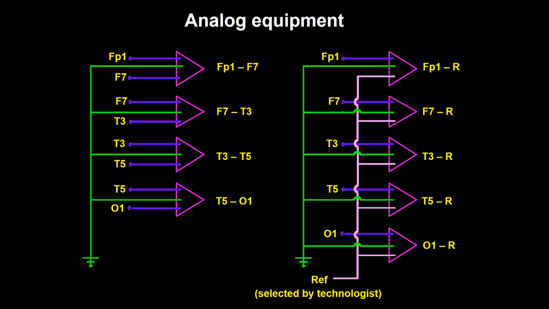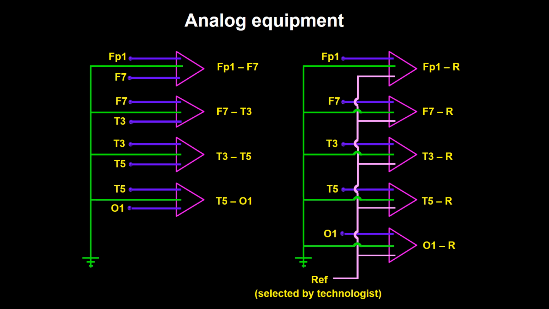I will talk more about this in the future when we talk about amplifiers, but for now I think this explanation will suffice to understand the reason for using a reference electrode during digital recording. I'd like for you, before starting to talk about digital EEG, to take a moment to look at the figure on the right.